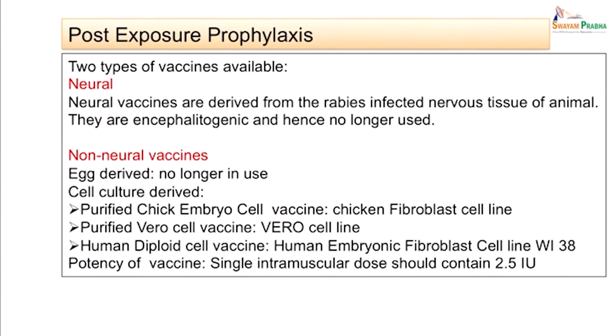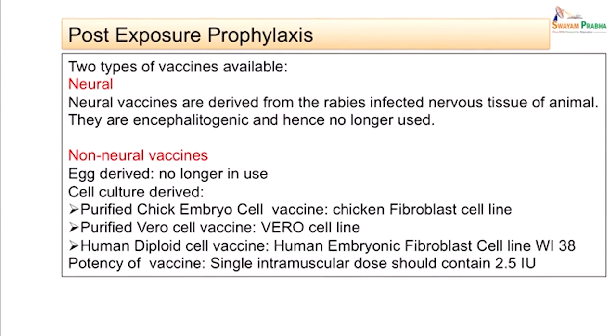Non-neural vaccines are the most commonly used vaccines for post-exposure prophylaxis. They are again of three different types: egg-derived vaccines, recombinant vaccines, and cell culture-derived vaccines. The egg-derived vaccines are prepared using either duck egg or embryonated chick. But these vaccines are not highly immunogenic and are no longer in use because better vaccines are available. Recombinant vaccines are still not available for human use. So, the most commonly available vaccines for human use are the cell culture derived vaccines.